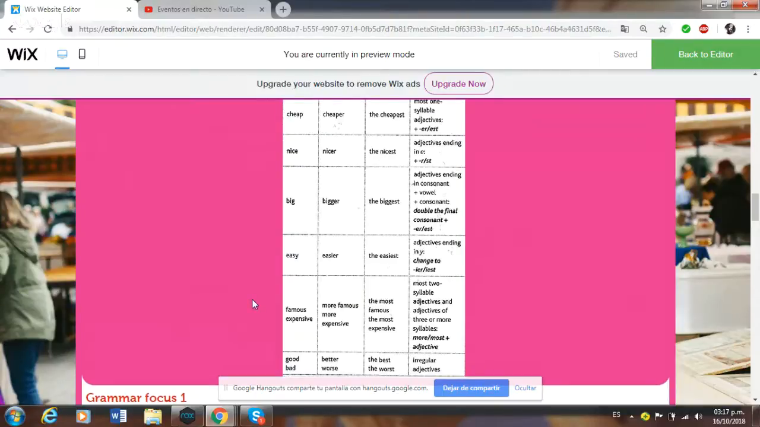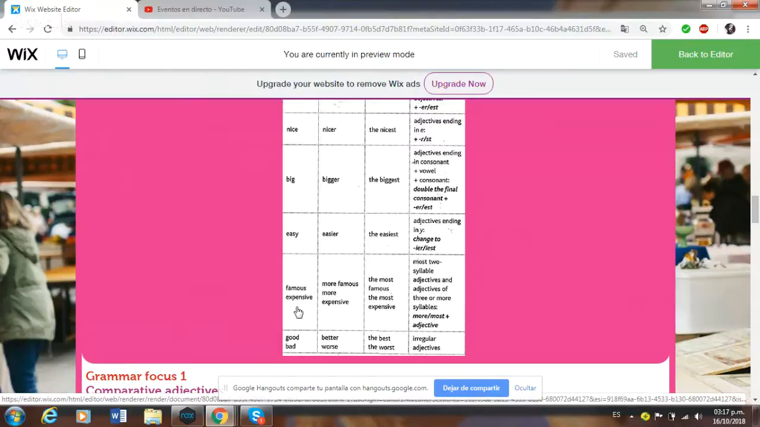Now famous, expensive. Okay, this famous, expensive. As you can see, expensive is an adjective that has more than two syllables. Here, there are two examples, famous and expensive. Famous has two syllables and expensive has more than two syllables. Then in this case, we add the word more before the adjective, okay? For example, more famous and more expensive, okay? When the word has two or more than two syllables. More famous and more expensive.